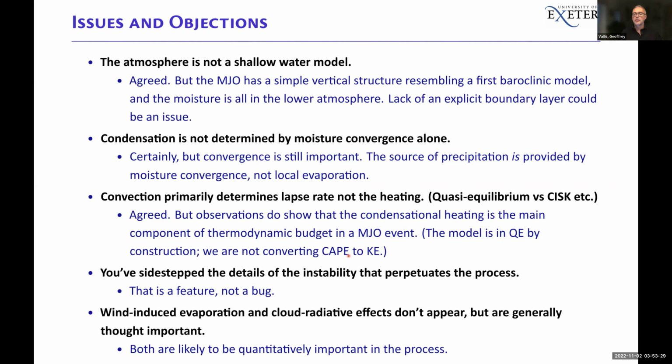Of course, there'll be lots of details because of the lack of an explicit boundary layer and so on. Condensation is not determined by moisture convergence alone. Again, I agree, but nonetheless, the convergence of moisture is the main source of precipitation in the Madden-Julian oscillation.